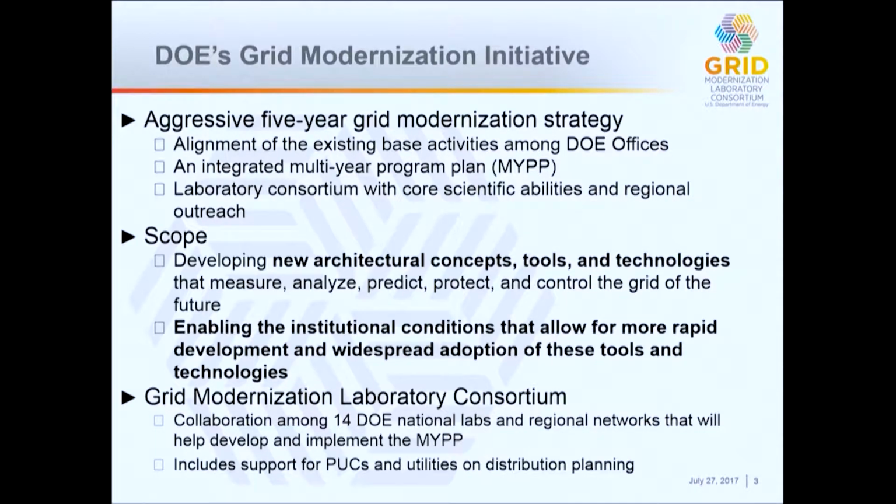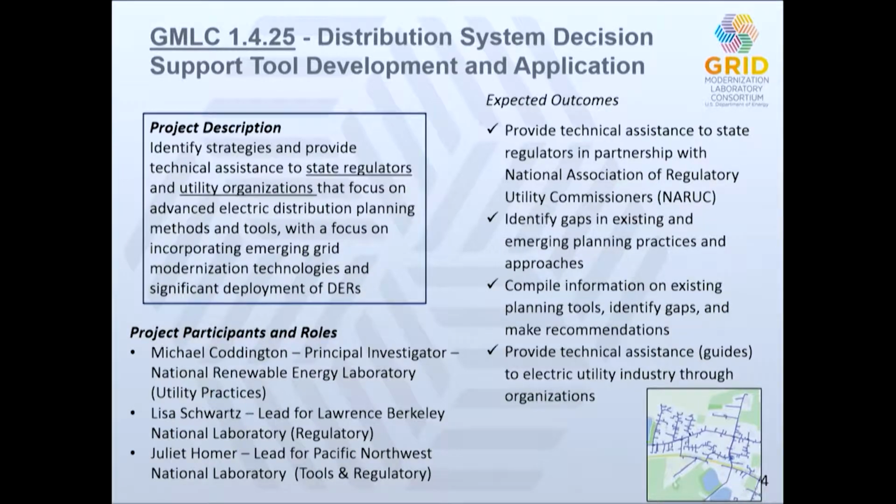So DOE has a large grid modernization initiative. I'm sure that most of you have heard something about this. It's a 5-year program. It's a large project. I'm specifically involved in the major bullet near the bottom, the Grid Modernization Lab Consortium, GMLC, as we like to call it. It's a collaboration among 14 national laboratories. It includes PUCs and utilities and all sorts of other people. It's a large process.